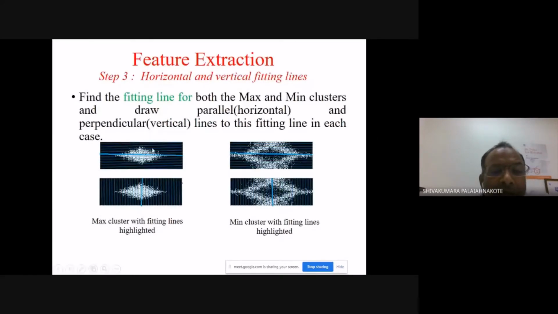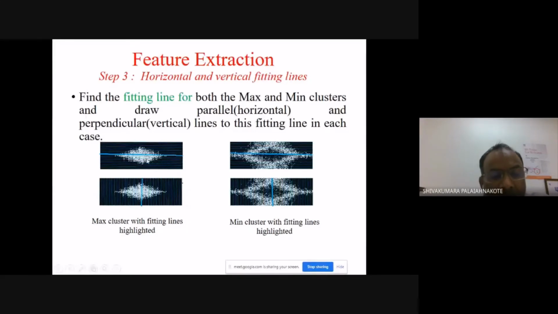Now again, this is the one shape, and we do the same thing as earlier. Similarly, we find the principal axis or major axis for this one, which is actually the max cluster. Then we draw horizontal lines with respect to the principal axis. That means if the principal axis is in this direction, we draw horizontal lines like this.